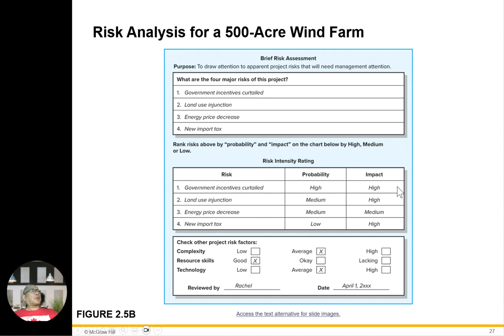These are other impacts, in detail. You can check other project risk factors, such as complexity will be average, resource skill will be good, technology will be average. So it is reviewed by ratio. Okay.